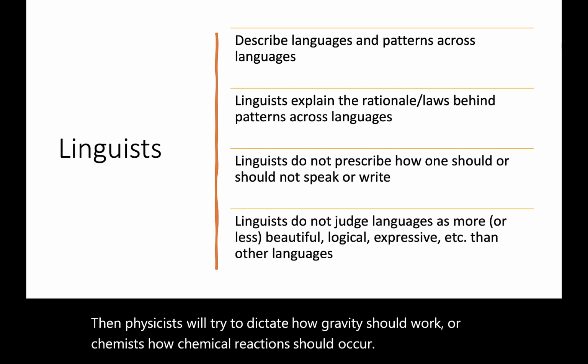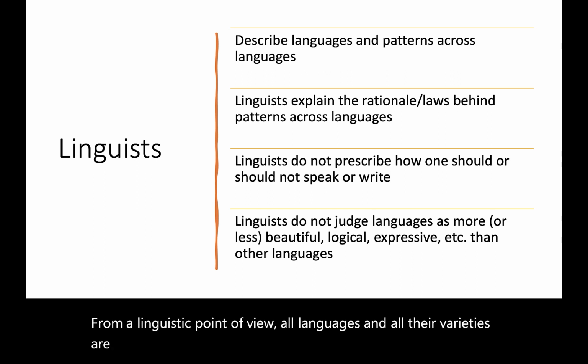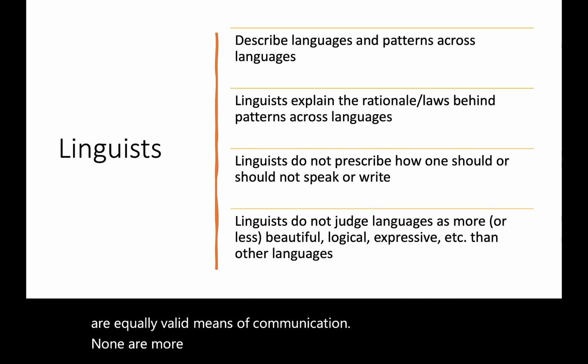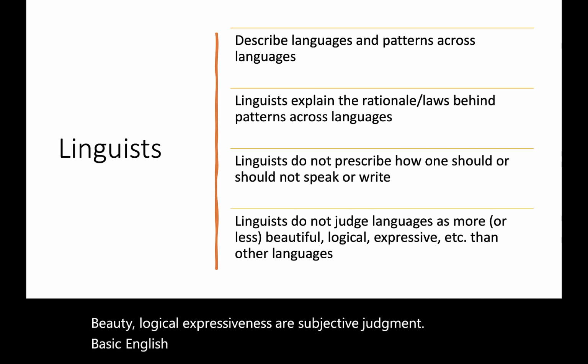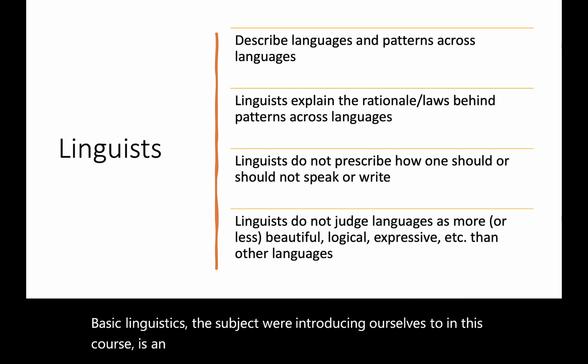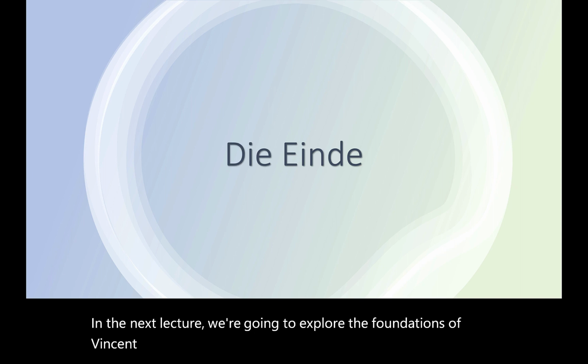From a linguistic point of view, all languages and all their varieties are equally valid means of communication. None are more beautiful or logical or expressive or anything else than other languages. Beauty and logical expressiveness are subjective judgments. Basic linguistics, the subject we're introducing ourselves to in this course, is an objective science. In the next lecture, we're going to explore the foundations of one subfield of linguistic science, phonetics.